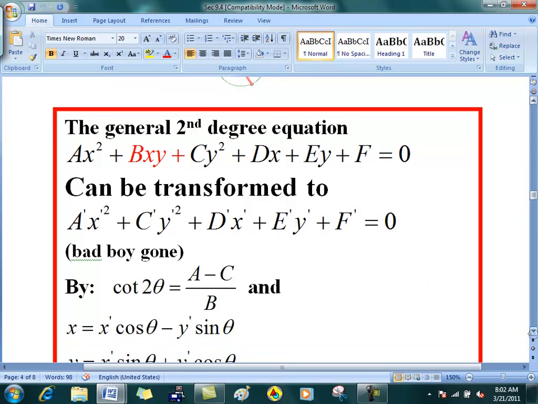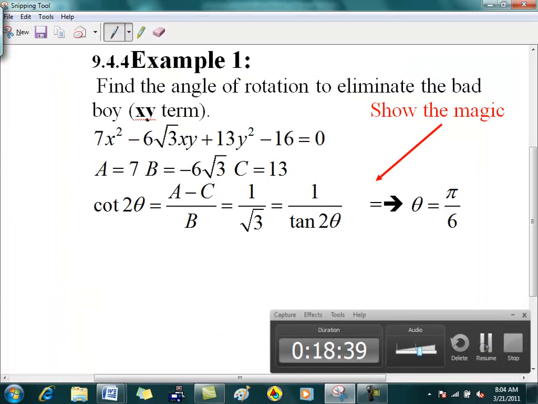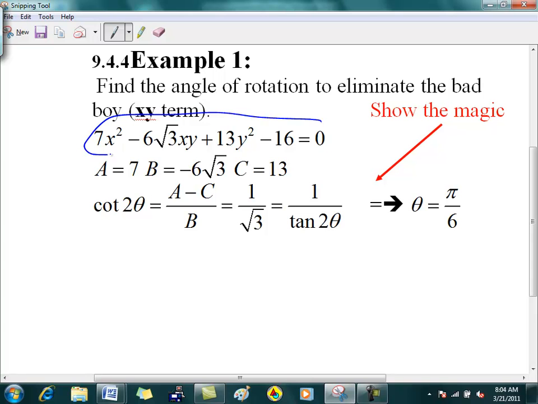All right, so take this down, and I'll pose this in a minute. And here are your formulas. Here is your equation with the bad boy in it. Here's your bad boy. This guy here. That's your B. Then A is 7, B is negative 6 root 3, and C is 13. By simply plugging in A, C, and B, you get this.